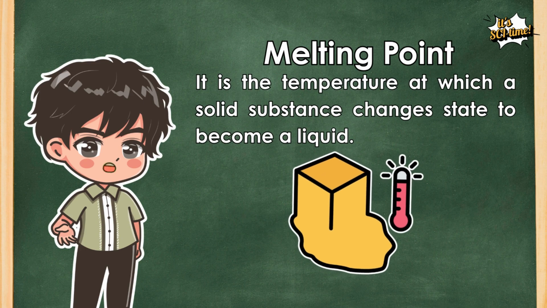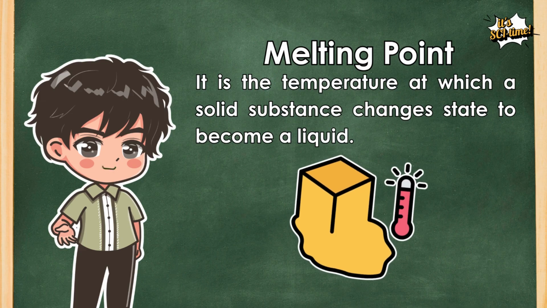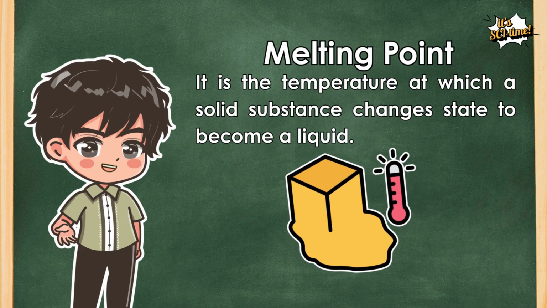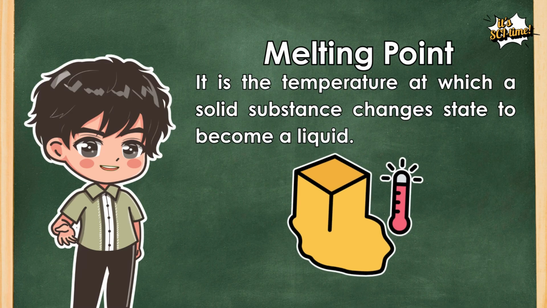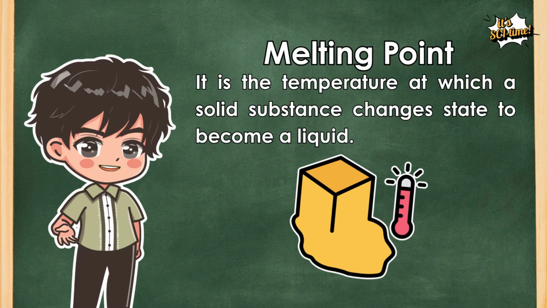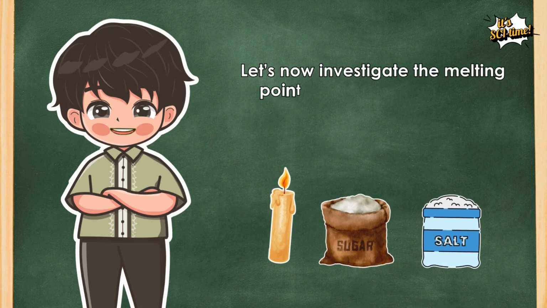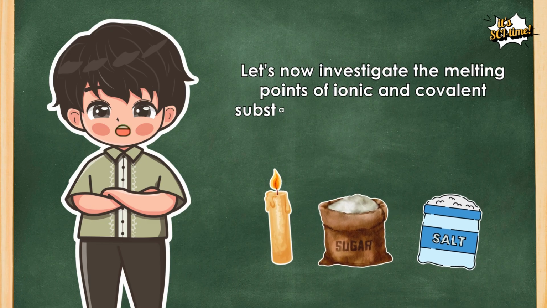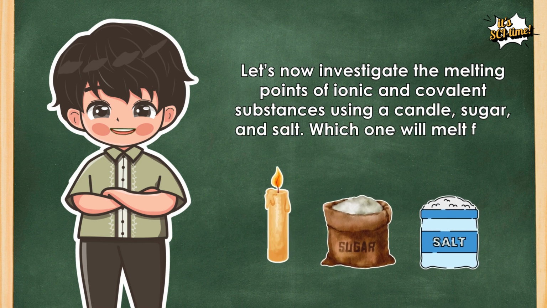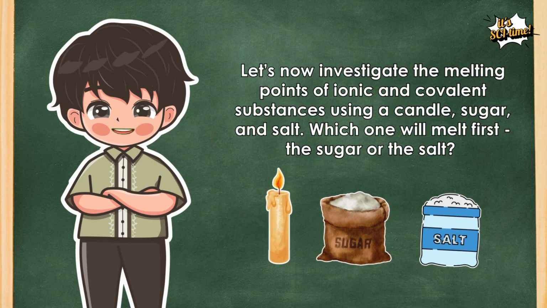The property of ionic and covalent substances that we are going to discover in this video is melting point, which is the temperature at which a solid substance changes state to become a liquid. Let's now investigate the melting points of ionic and covalent substances using a candle, sugar, and salt. Which one will melt first, the sugar or the salt?